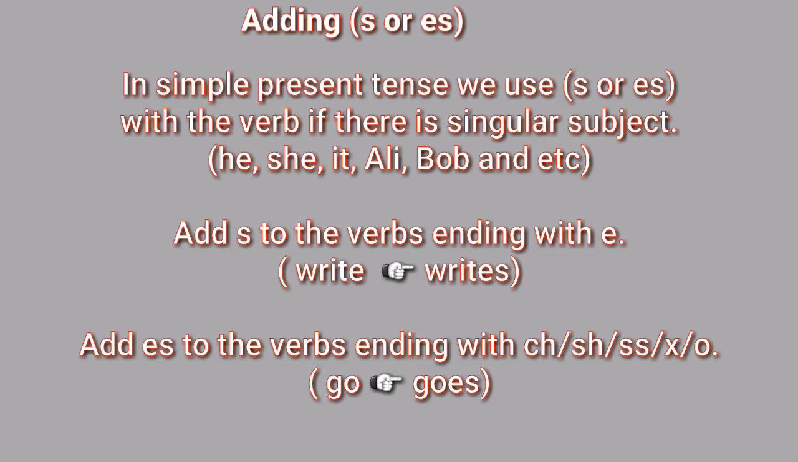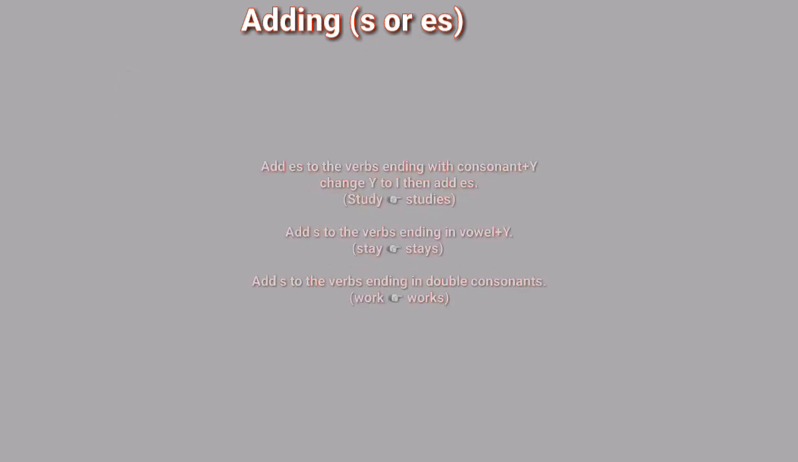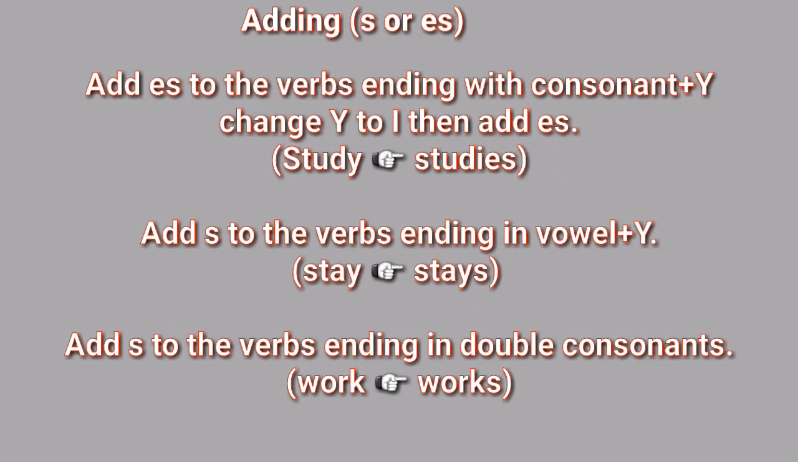For example, go becomes goes. Rule number 3, add es to the verbs ending with consonant plus y. Change y to i, then add es. For example, study becomes studies. Add s to the verbs ending in vowel plus y. For example, stay becomes stays. Add s to the verbs ending in double consonants. For example, work, works.